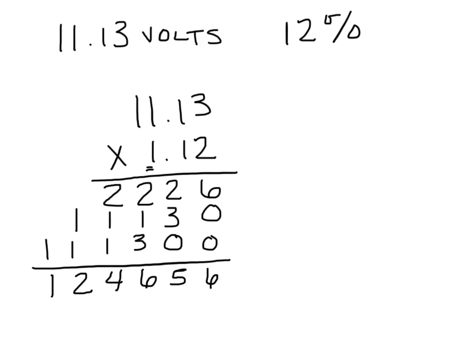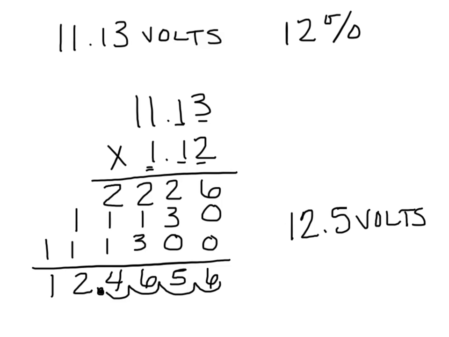Now I need to place my decimal. I have 1, 2, 3, 4 places behind the decimal point, so I need 4 places behind the decimal. 1, 2, 3, 4. 12.4656 volts, or rounding to the tenth place is going to be 12.5 volts. And our bulb will break. Please continue on for the next problem.